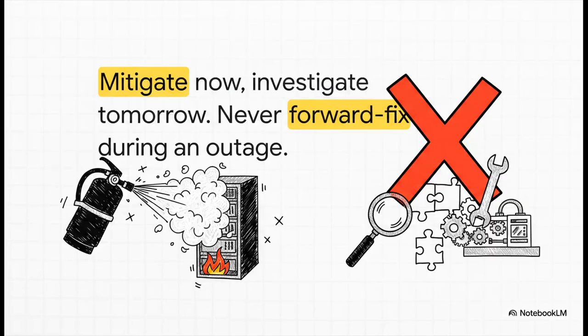And hey, when that tail latency inevitably blows up and you are sweating in the middle of a major outage, you have to remember this golden rule. Mitigate now, investigate tomorrow. Never ever try to forward fix during an outage. Trying to patch a root cause bug while you've got the adrenaline rush of a production failure going almost always introduces a second bug. Just roll back, load shed, or scale up to restore the p95 latency. You can save the deep architectural debugging for the next morning when you have a clear head.